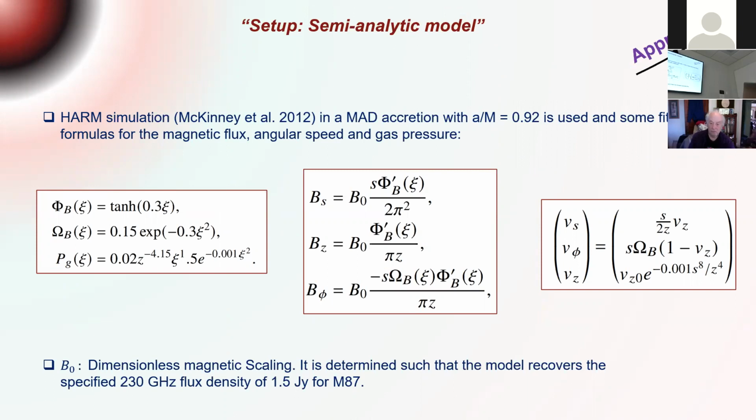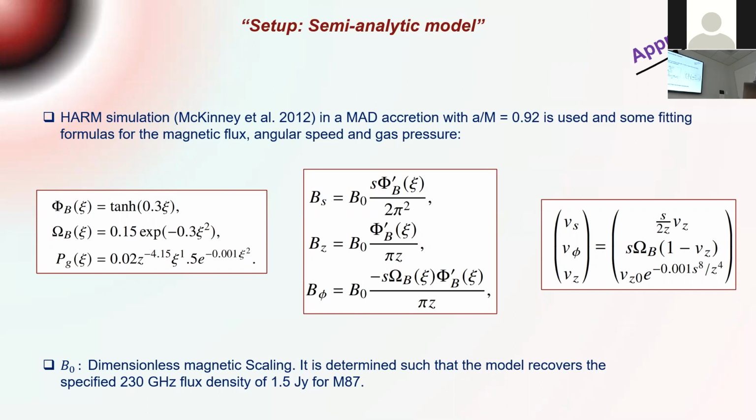So in approach one, we don't really consider GRMHD simulations to begin with, but we rather consider semi-analytical models that come from fitting formulas to some HARM simulations. For example, from McKinney in 2012, from MAD accretion onto a black hole with prograde spin 0.92, in which we present fitting formulas for the magnetic flux, for the angular speed, and for the gas pressure.